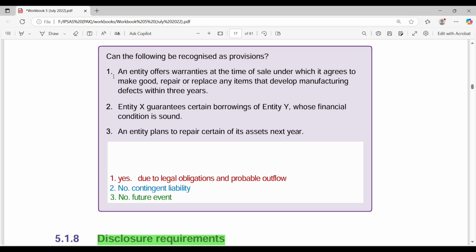In the case of number 3, an entity plans to repair certain of its assets next year. Next year means that it is the future, whereas provisions, contingent liabilities and contingent assets also relate to past events. It means that you do nothing in the case of number 3.